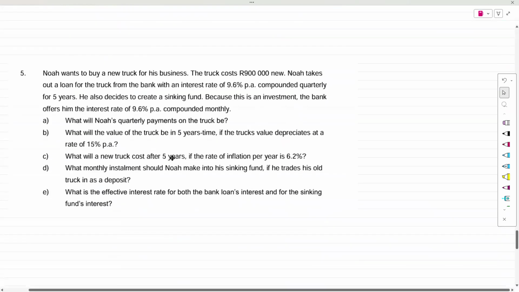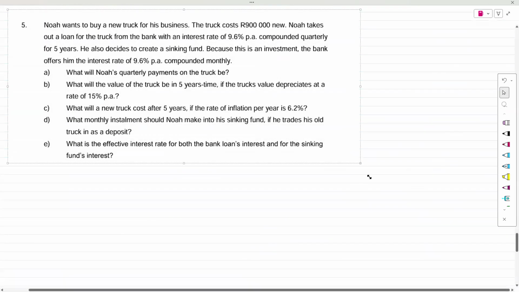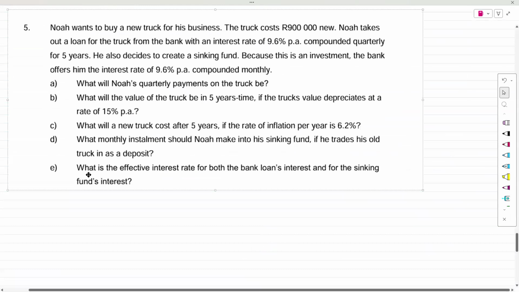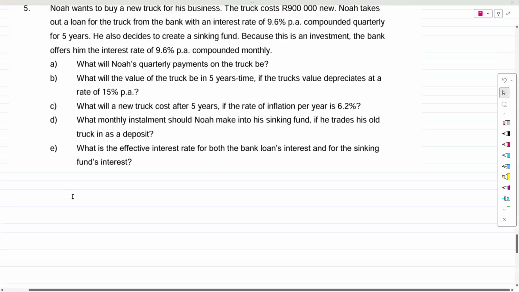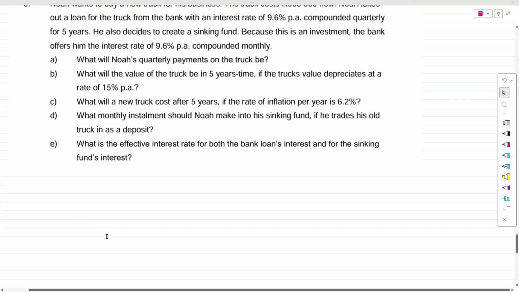Now, Noah wants to buy a new truck for his business. The truck costs 900,000 brand new. Noah takes out a loan for the truck from the bank with an interest rate of 9.6% compounded quarterly for 5 years. He also decides to create a sinking fund because this is an investment. The bank offers him an interest rate of 9.6% compounded monthly. Okay. So what will Noah's quarterly payments on the truck be?